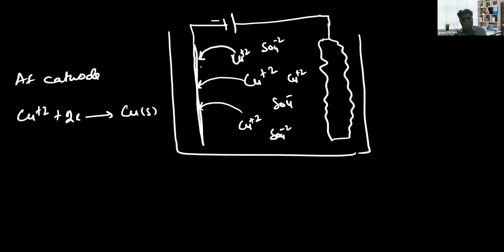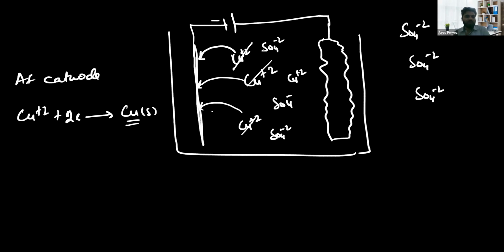Yes, sir. Suppose these atoms get deposited here, then the concentration of SO4 ions will increase in the solution. There will be more SO4 minus 2 ions in the solution. If there are more and more SO4 ions, then the solution will become electrically negatively charged, because the SO4 minus 2 ions are increasing as the Cu2 positive ions move to the cathode and convert into copper solid.